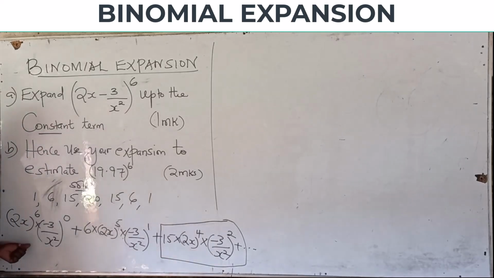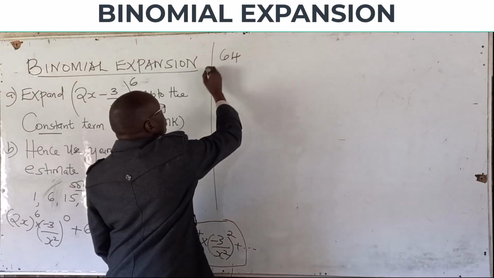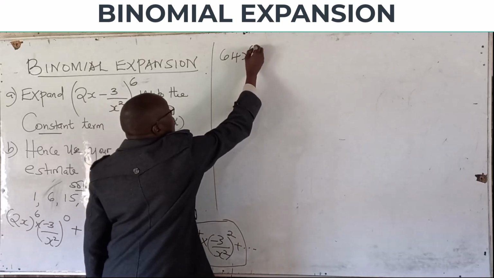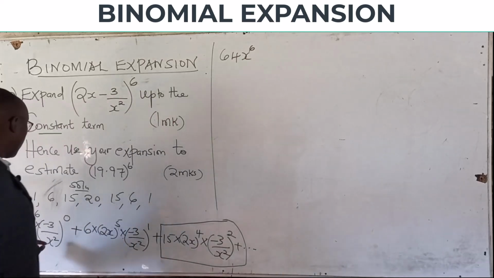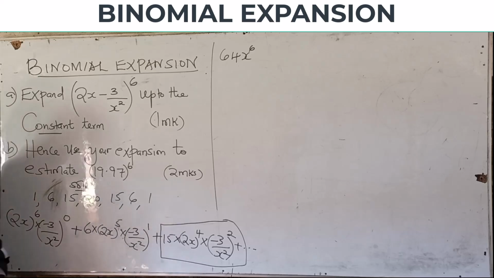So let us simplify this. 2x raised to power 6 means that 2 has to be raised to power 6, x has to be raised to power 6. 2 raised to power 6 gives 64, then x raised to power 6. This one will be 1, since any number raised to power 0 gives 1. So negative 3 divided by x squared raised to power 0 gives 1.